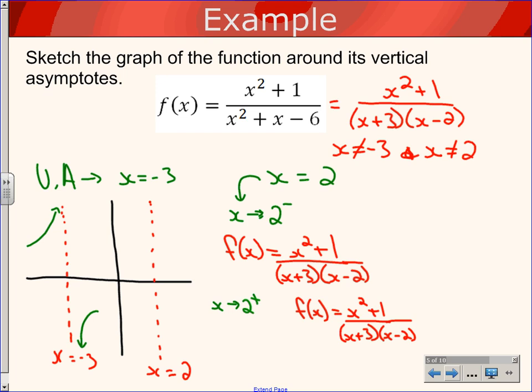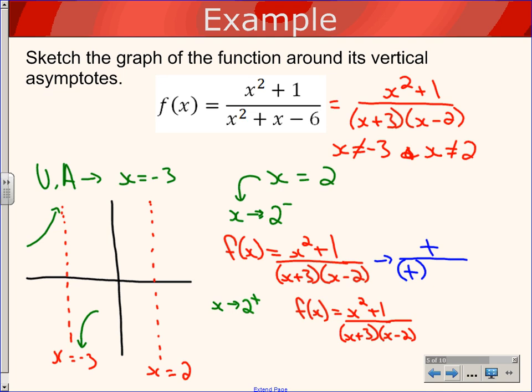Well, as we approach 2 from the left, what happens to this function? The top is still positive, right? X squared plus 1, that's going to be close to 5. The bottom, the x plus 3 is going to be close to 5 too, isn't it? It's going to be just a little bit less than 5 because we're approaching 2 from the left. But it's a positive number, that's all that I really care about there.